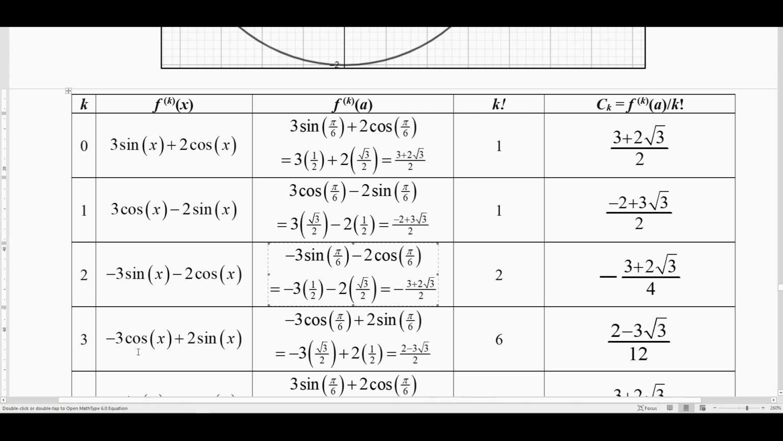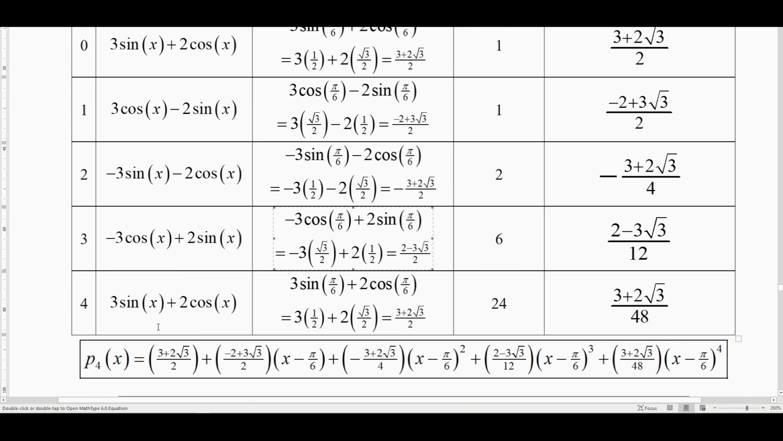Do another derivative. Derivative of sine is cosine. Derivative of cosine is minus sine. So it turns that second term back to positive. Evaluate at pi over 6. Sine of pi over 6 again is 1/2. Cosine of pi over 6 again is the square root of 3 over 2. So it's negative 3 square root of 3 over 2 plus 2 over 2. So that's 2 minus 3 square root of 3 over 2. And then we're going to divide that by 3 factorial, which is 6. So that turns that denominator into 12.